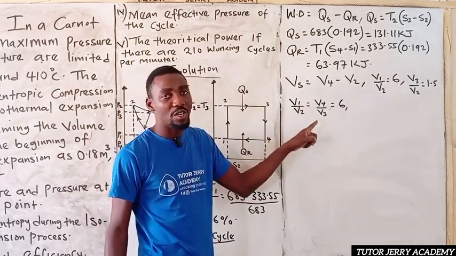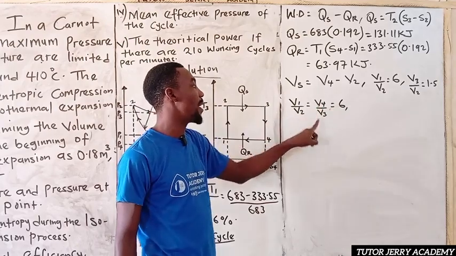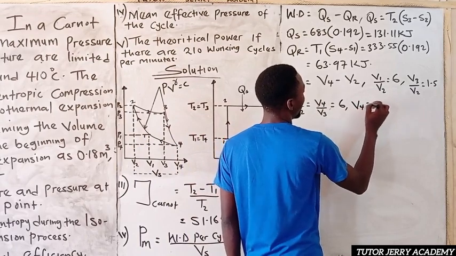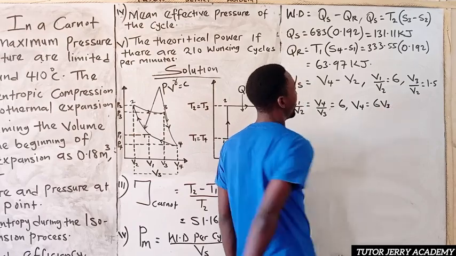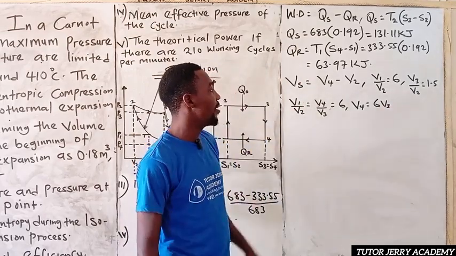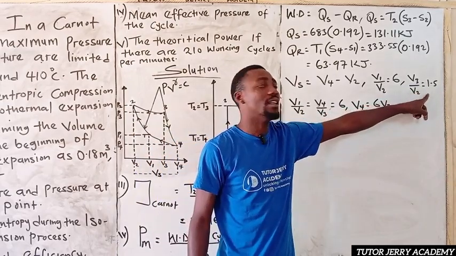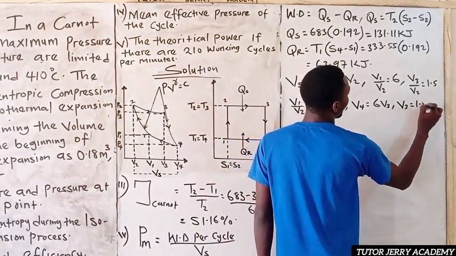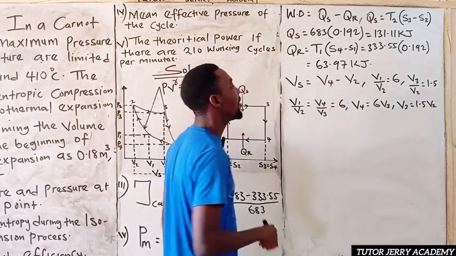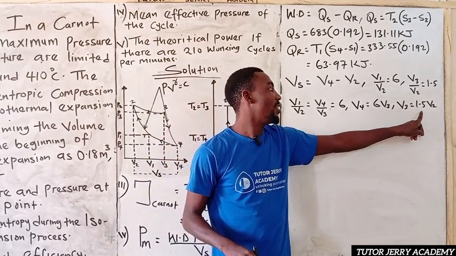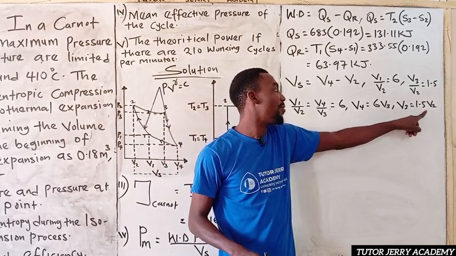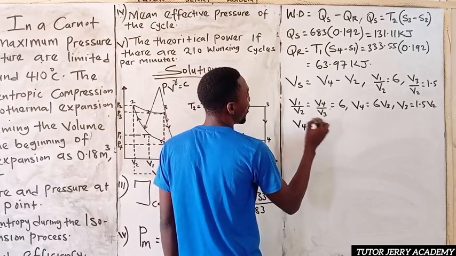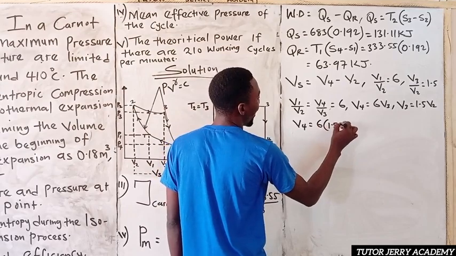Now, if you make V4 the subject here, V4 will be equals to 6 multiplied by V3. So again, if you make V3 the subject of formula here, you are going to have V3 to be equals to 1.5 V2. So definitely now we can substitute V3. That is, we can replace this V3 here with 1.5 V2. So it means that our V4 will be equals to 6 into 1.5 V2.